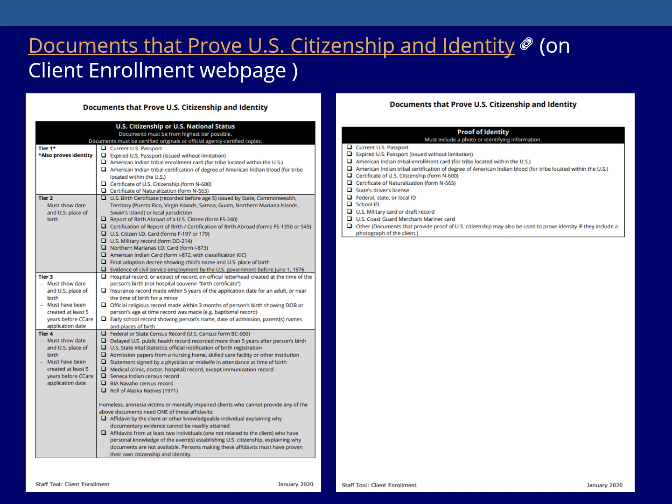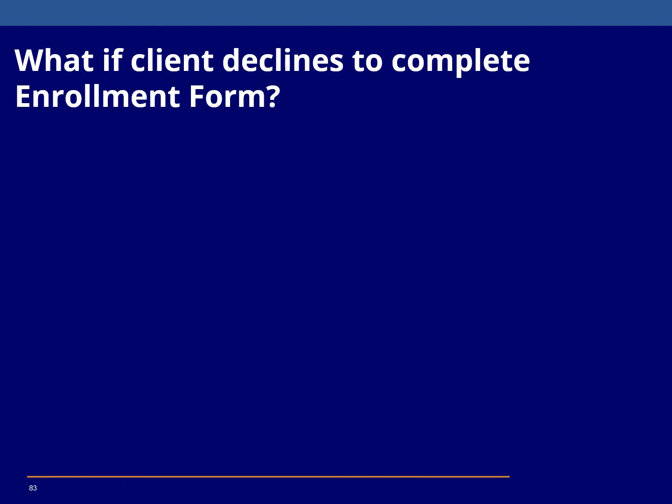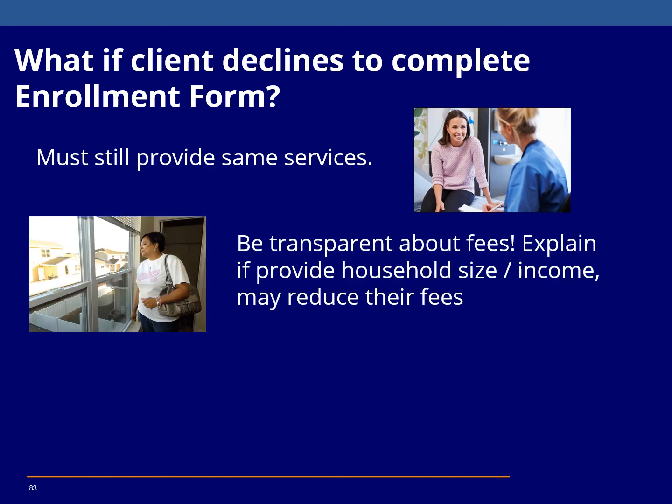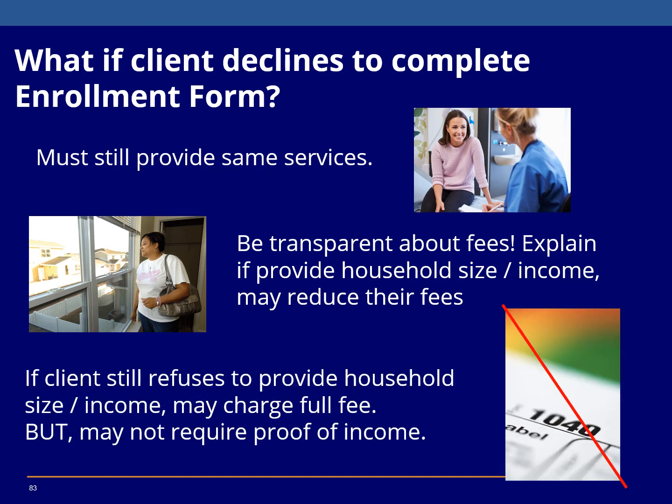But before we wrap up, there are a couple things I want to touch on. One is if a client declines to complete the enrollment form for whatever reason. Maybe they're worried about their immigration status. When this happens, we will not be able to pay for their services. However, you must still provide them the same high-quality services. You should be transparent about your fees and explain that if they provide their household size and income, it may reduce their fees. But you may not require proof of income.